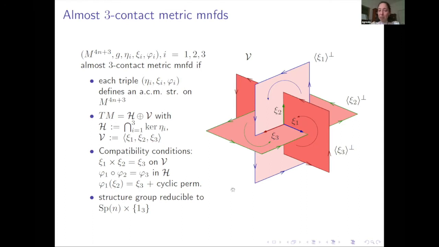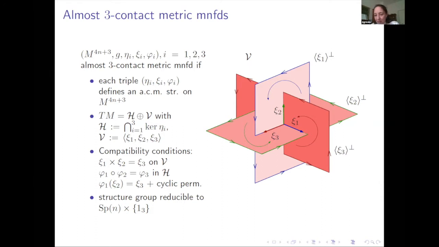Now, almost contact manifolds. So we have a manifold of dimension 4n plus 3 with three almost contact metric structures, and basically I want them to be orthogonal. So one possibility is to read what I wrote here, and the other way is to look at the picture. So you have three orthogonal vector fields, all of length 1, xi1, xi2, xi3. These are my three Reeb vector fields. On each orthogonal plane, then you have this almost complex structure.